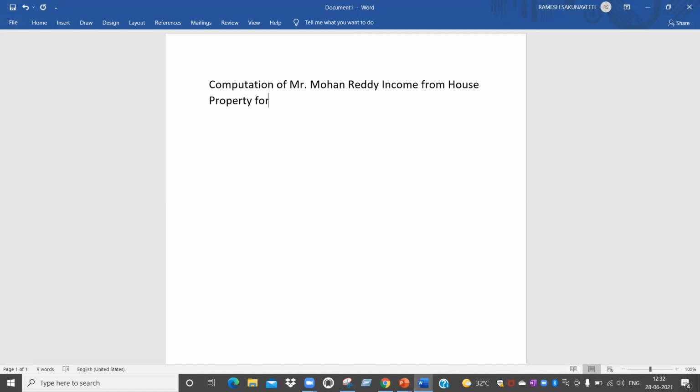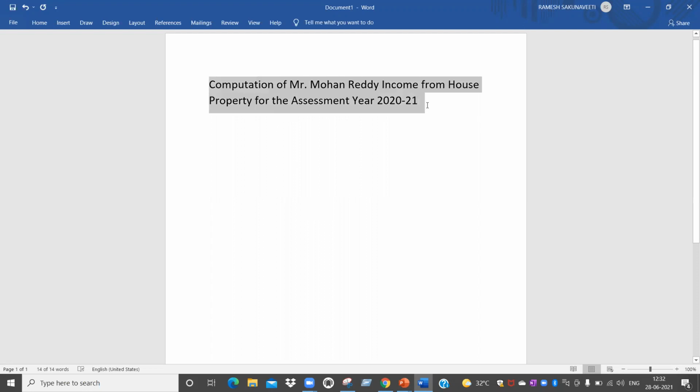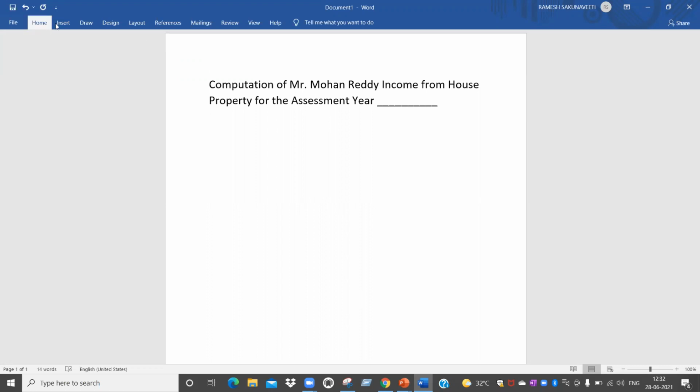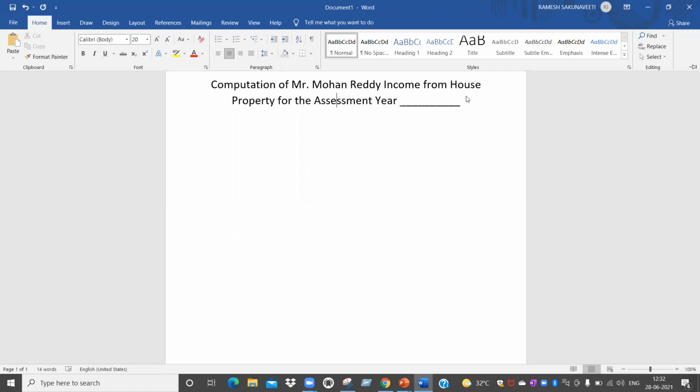For the assessment year, is it given or not in the problem? Is it given? In the problem, is any assessment year given or not? No, sir. No means you put a dash, but this is the pro forma you have to follow. Okay. So this heading should be, as you are aware, always at the center. So I am making it a center heading.